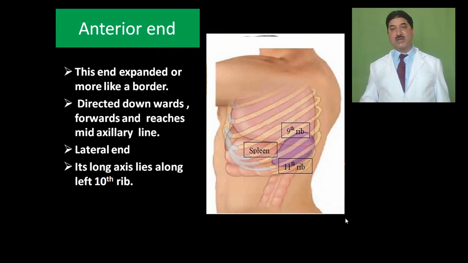As shown in this diagram, the anterior end of the spleen is related to the mid-axillary line. The anterior end of the spleen reaches the mid-axillary line. The long axis of the spleen is related to the long axis of the 10th rib.